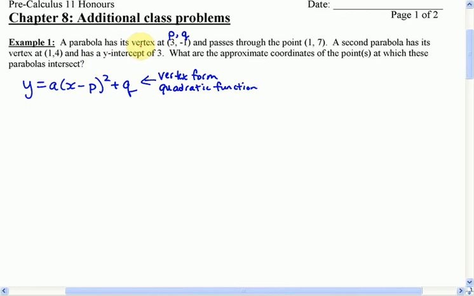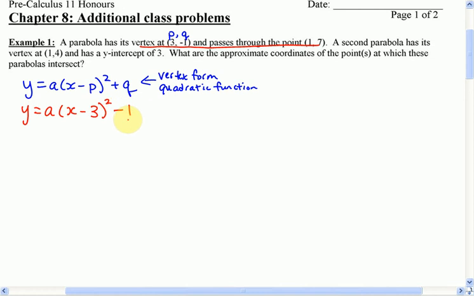So the first part, let's do this one. I guess we have y equals a, and can someone help me out with P and Q? What's P? Okay, so it's 3, so x minus P is x minus 3. And then the Q value is minus 1, so let's get rid of that plus sign. We also have to find out a.